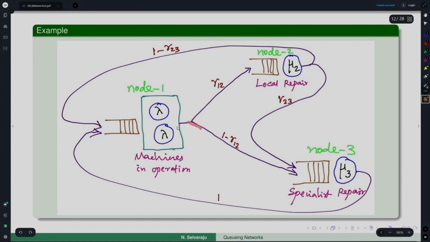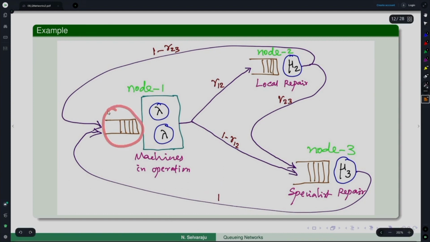Similarly, once a machine fails, it can also go for specialist repair with this probability, but after repairing in the specialist repair facility, the machine will come to operating condition. So, this is with probability 1, you have this node. So, this is what we had here.